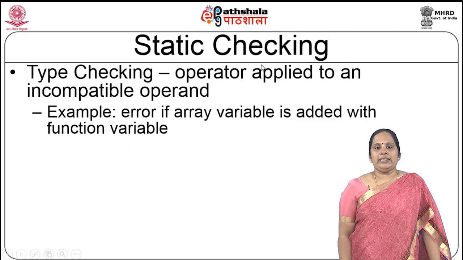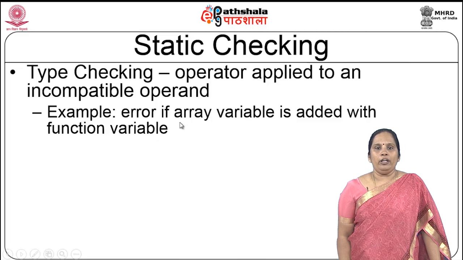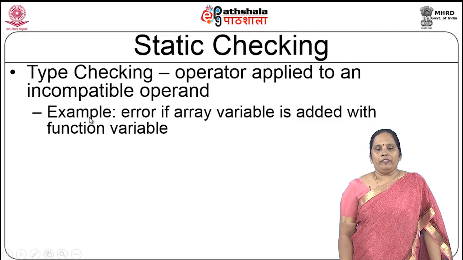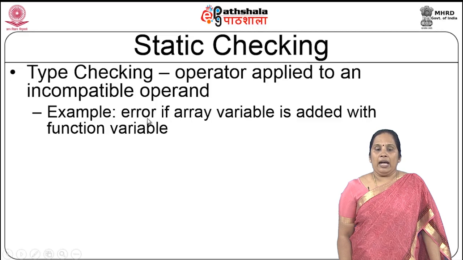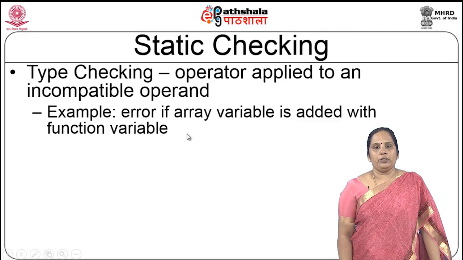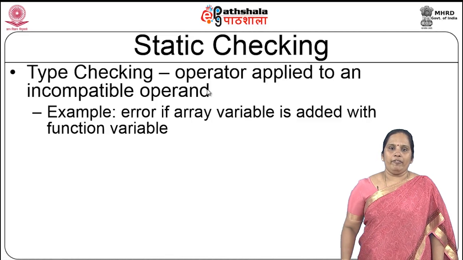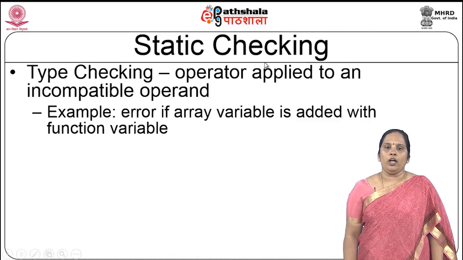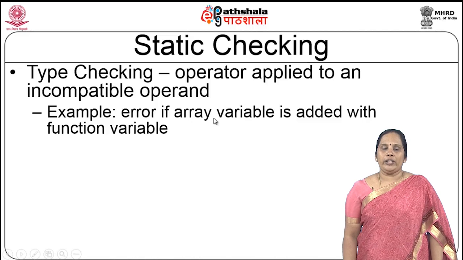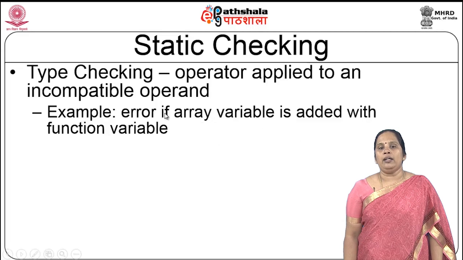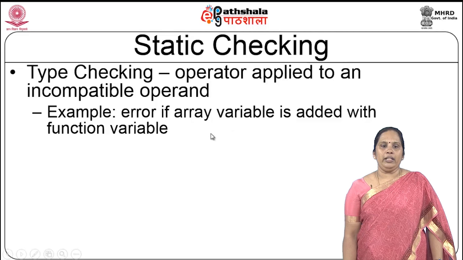Type checking validates whether an operator is applied to an incompatible operand or a compatible operand. For example, you will have an error if an array variable is added with a function variable. Supposing I have int a and a function called void quicksort, I cannot operate quicksort with the array variable a. This is what is done as type checking, which is part of the static checking that has to be done by the compiler.